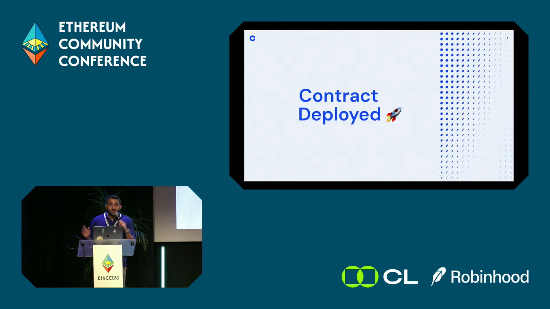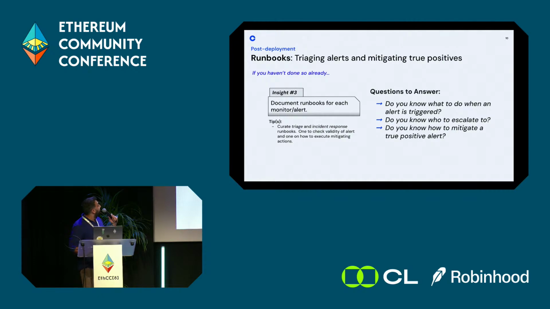Whew, you deploy a contract. Congrats. Now let's look into the post-deployment phase, where we start with the runbooks. So runbooks are a part of documentation. No one likes to write them, but we assure you that you want to write one. Because a runbook is essentially a step-by-step procedure that one follows on a certain action, and the action here is your alert.